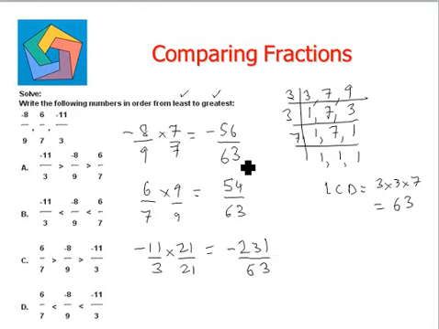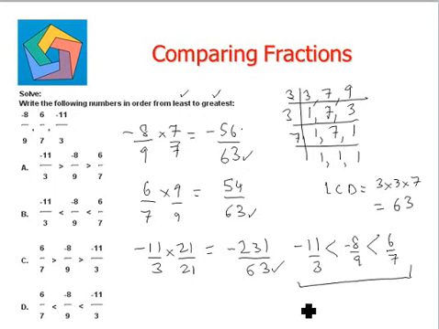Now here all the denominators are alike. It says least to greatest. So here we have two negatives and one positive. So the positive one is the greatest. Out of the two negatives, that is the first and the last one, we have to find out the smallest one. We know that negative 231 is smaller than negative 56. So negative 11 thirds is the smallest fraction, followed by negative 8 ninths, while the positive one is the largest. This is the correct order. It can be seen in option B.